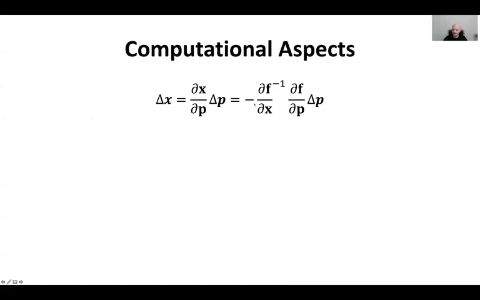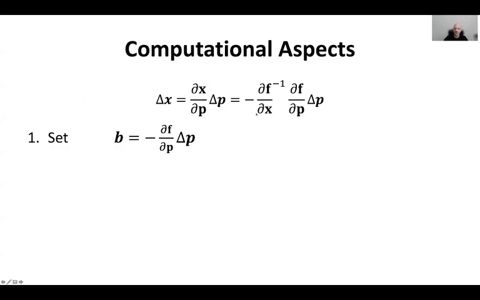So instead of computing the entire matrix, df dx to the power of -1, the inverse here, we would solve for delta x in 2 steps. First, we introduce a vector that we call b, which is simply this part of the equation over here.